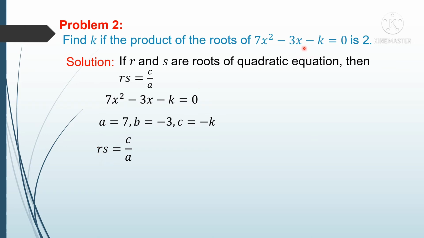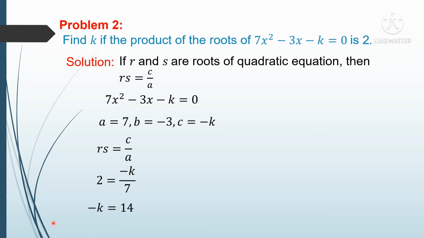And based on the given problem, the product of the roots is positive 2. So instead of writing rs, we replace that by 2. And c will be replaced by negative k because that's the value of c. And our a is positive 7. So we have now 2 equals negative k over 7. So to find the value of k, we simply multiply 7 to positive 2. So 2 times 7 is 14. So you have negative k equals 14.